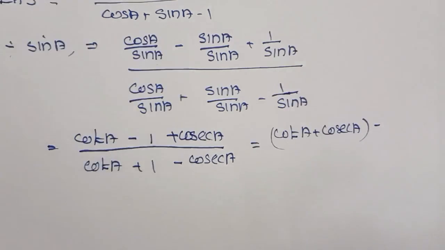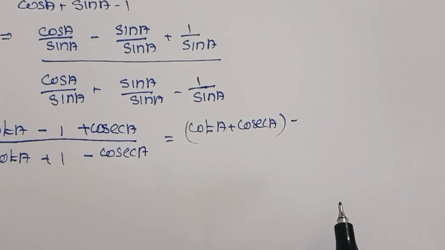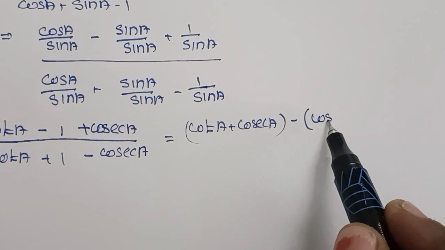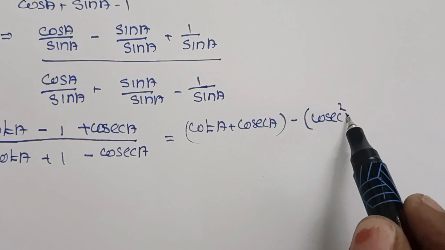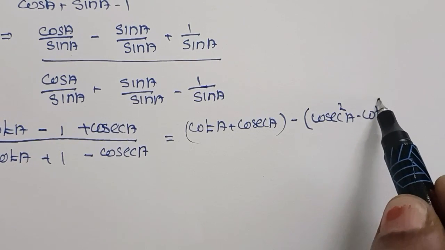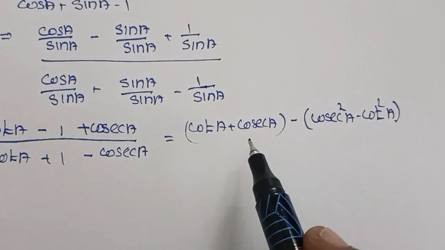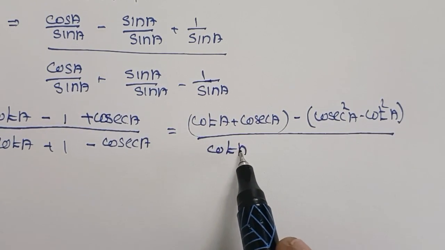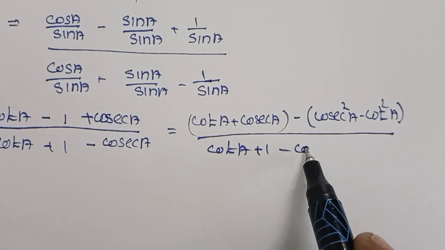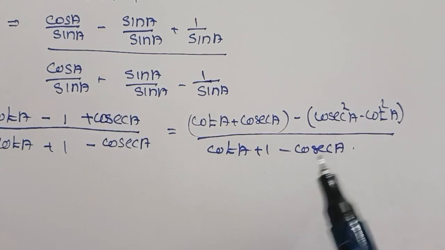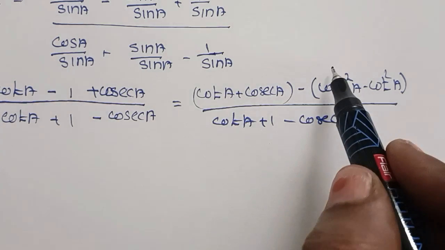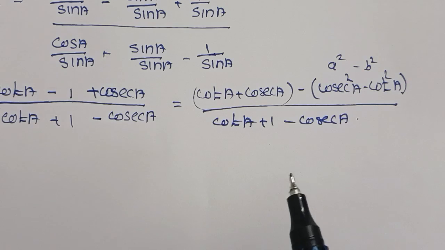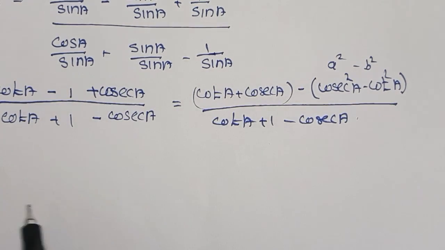Since we have to use the identity cosec square minus cot square, take 1 as cosec square A minus cot square A. Instead of 1, we can substitute cosec square A minus cot square A, divided by cot A plus 1 minus cosec A. Now this one is of the form A square minus B square, so we can factorize it into A plus B into A minus B.